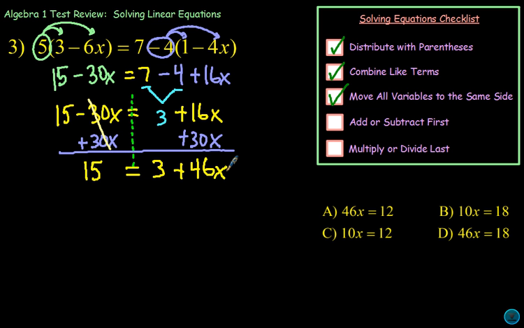Maybe it's A, maybe it's D. So let's go a little further with it. All right, now, so what's next on the checklist? Add or subtract. So we need to see, okay, what number is on the same side as x?